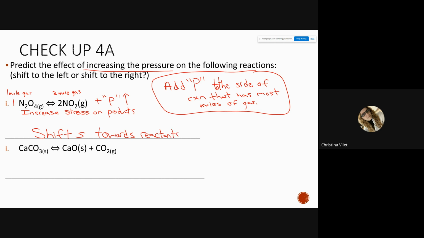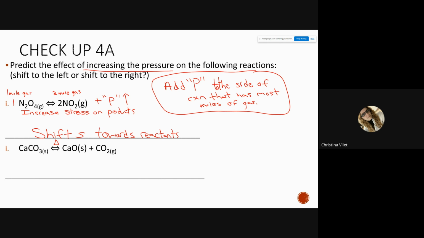Let's take a look at the other one. Calcium carbonate. Do you remember what type of reaction this is? Decomposition. What specific type of decomposition? Thermal. Thermal decomposition: you start with a solid and you break it down and release some gas.